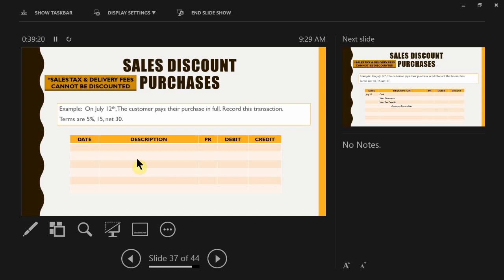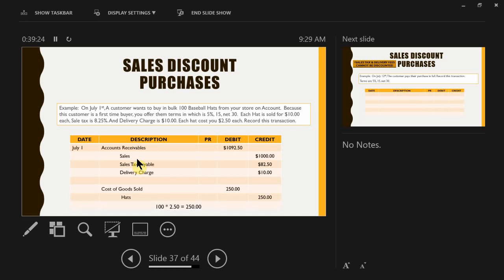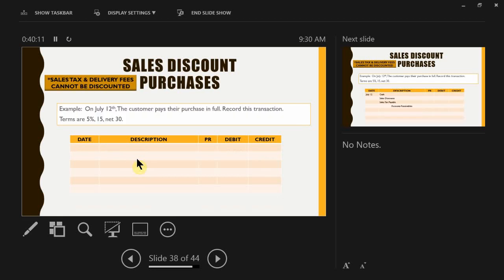All right. So when we look at $1,092.50, what does that include that you cannot discount? You cannot take a discount on tax, and you cannot take a discount off of delivery. So what can I discount? Just the sale of the hats. Correct. The sale of the hats was $1,000. And you're going to give them a credit on the extra tax. Yes, you have to give it back.